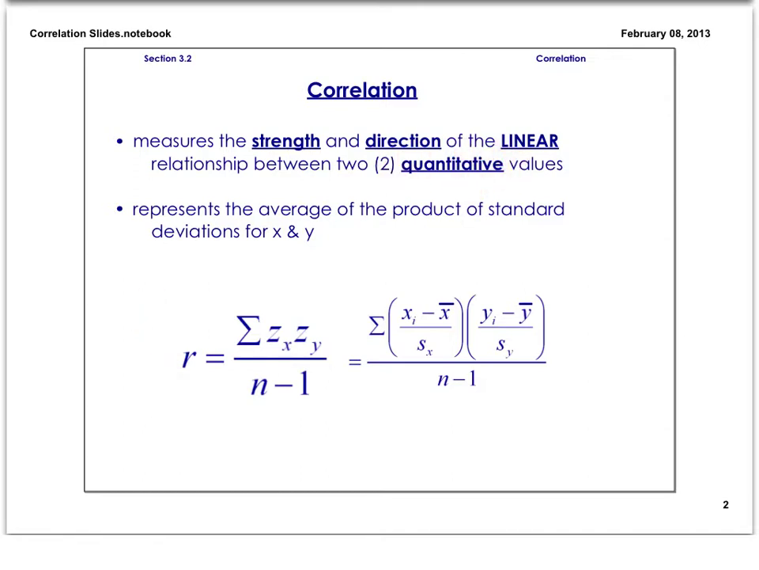There is a formula here. It looks really intimidating, but it's nothing more than taking those XY ordered pairs, standardizing them, changing them to z-scores, multiplying them together, adding them all up, and then dividing by n-1. And we'll have a simulation in class where I show you the significance of those products and how we arrive at the sign, S-I-G-N, for r.